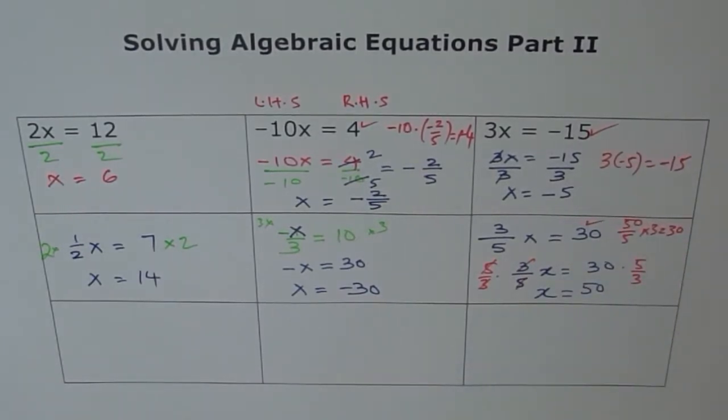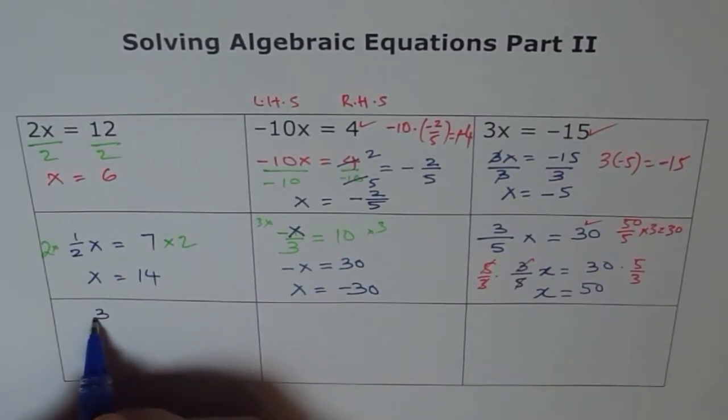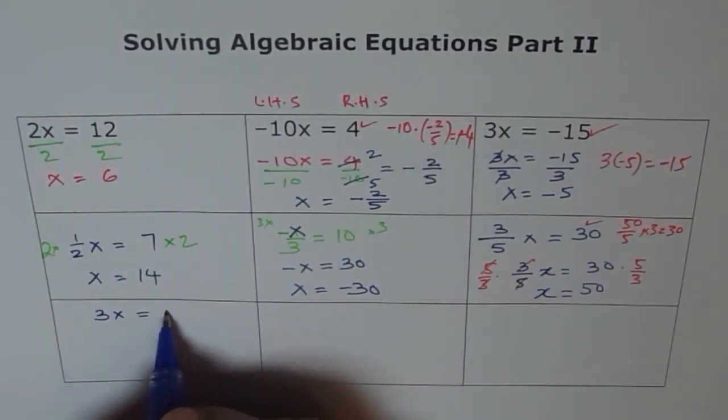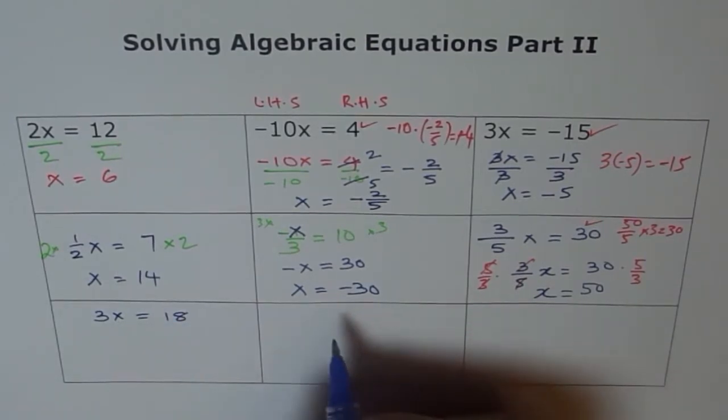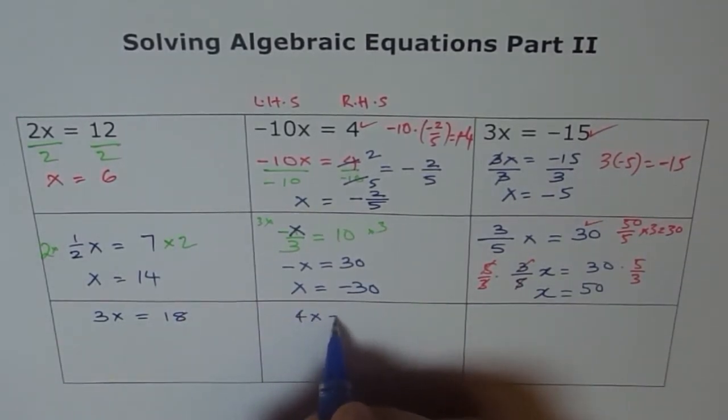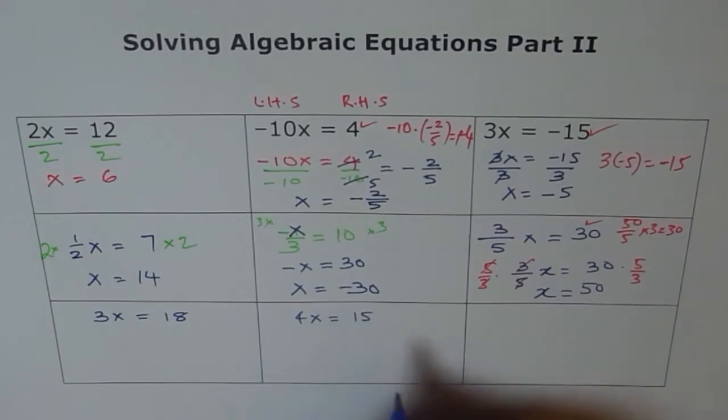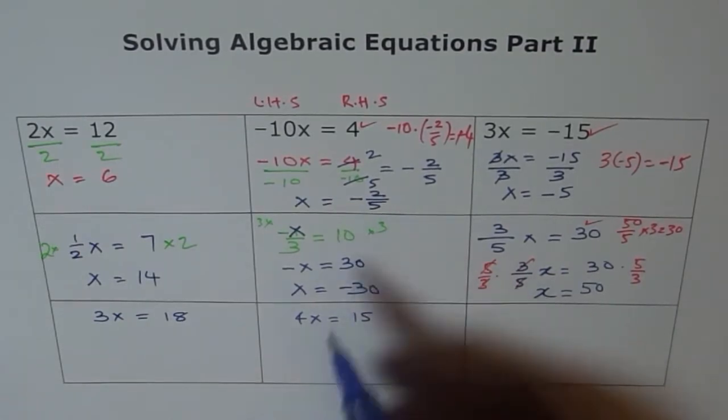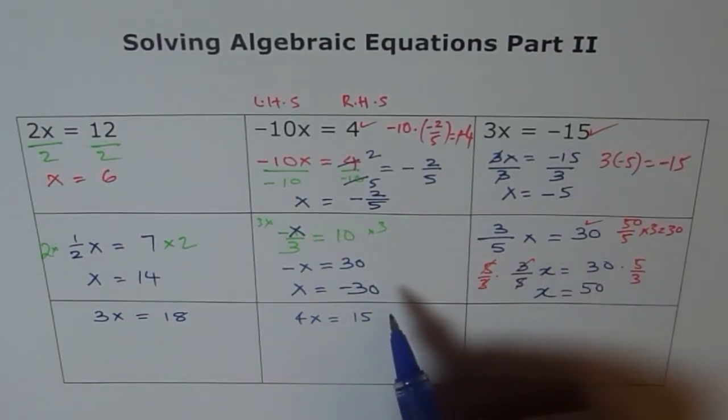Do you see how we do these kinds of questions? So here we have multiplication and division involved. So where both multiplication and division are involved, we do just the reverse of it. Here are some practice problems for you. You can try this. 3 times x equals to 18. Solve for x. We can have 4 times x equals to 15. It is not necessary to get a whole number. Sometimes you get your answer in fractions.